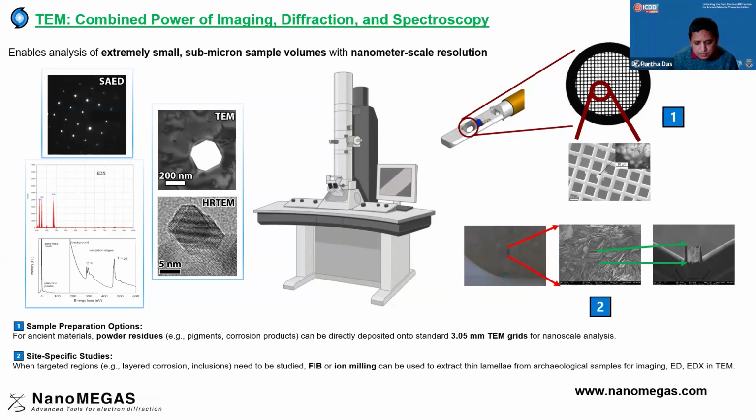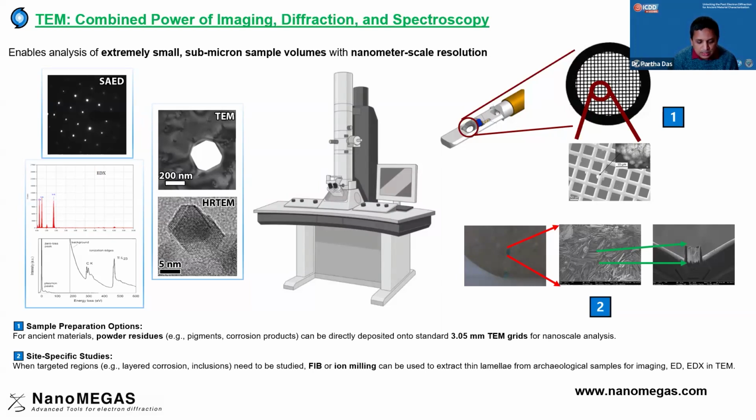Among all these techniques, transmission electron microscopy stands out as one of the very powerful techniques which has not been extensively used for ancient materials. It's like an optical microscope, but we have a very short wavelength source, and it gives many things at the same time. If you have not seen an electron microscope before, it looks like this in the middle. As you can see, it gives diffraction, imaging, and spectroscopy like chemical analysis from a very small quantity of sample.